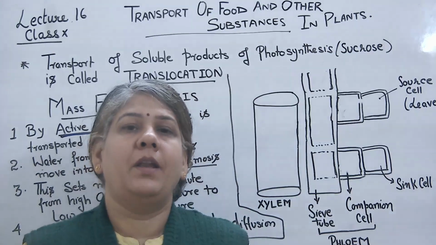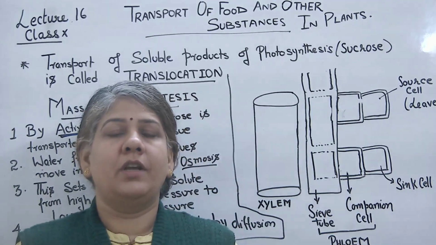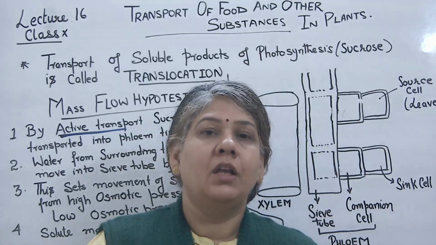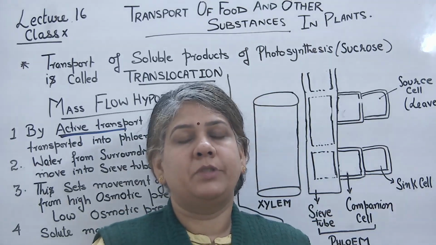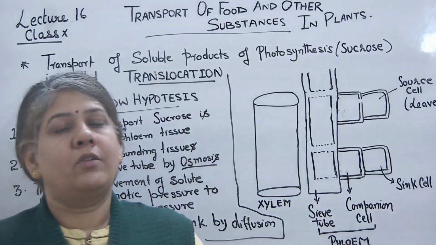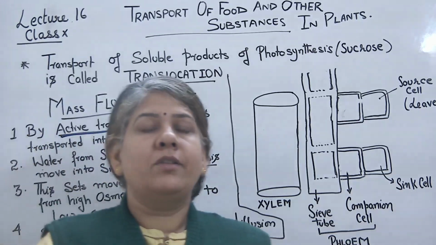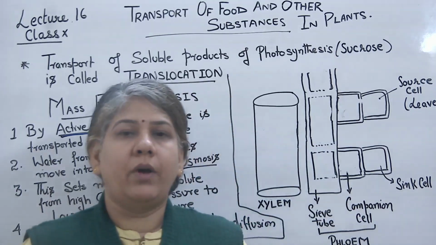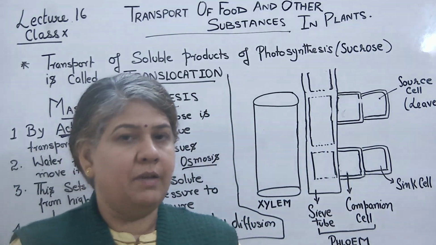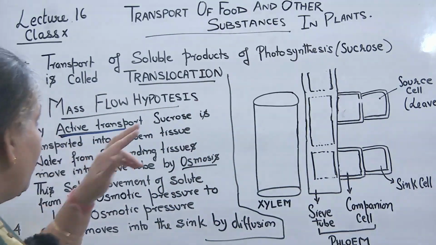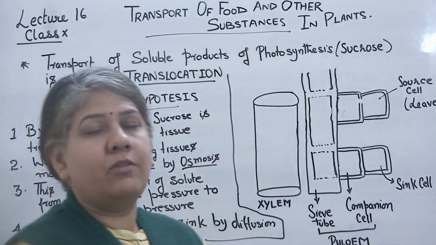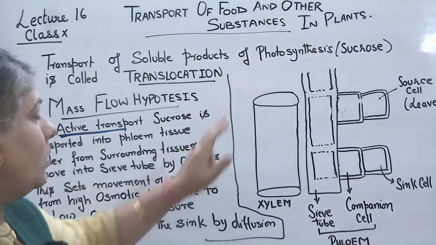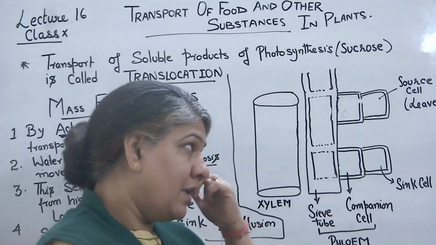I'm Shalja Tripathi and today's topic of discussion is transportation of food and other substances in plant. So the transport of food and other substances is referred to as translocation. Translocation is an active process, that is, energy will be required in the form of ATP. So this translocation process has been explained by mass flow hypothesis. So let's see what the hypothesis says.